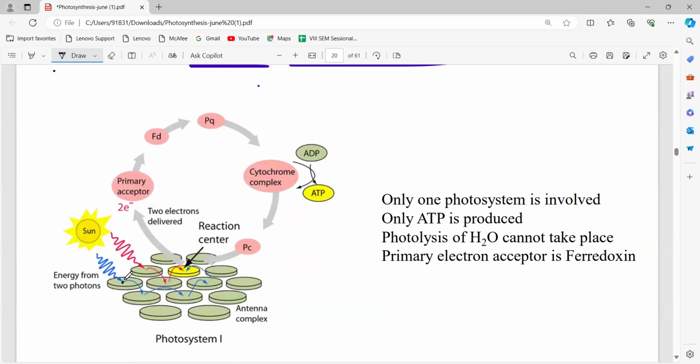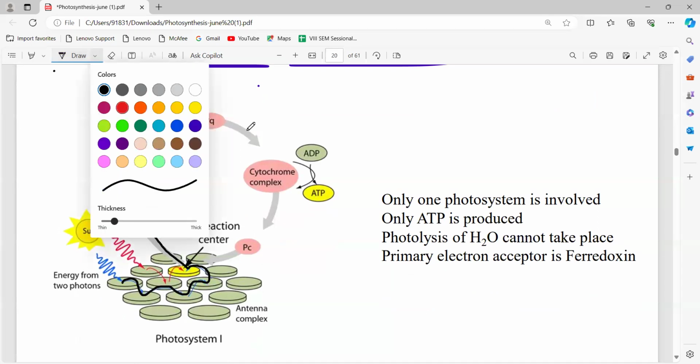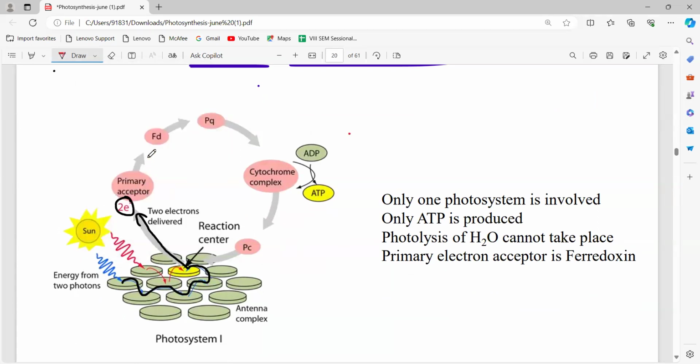All the students, look into the picture. Antenna pigments are absorbing the light. They are sending it to the reaction center. The reaction center gets excited and releases the excited electron. Who is going to accept that excited electron? That excited electron is accepted by ferredoxin. It is accepted by plastoquinone. It is accepted by the cytochrome b6f complex. Finally, it is accepted by plastocyanin.